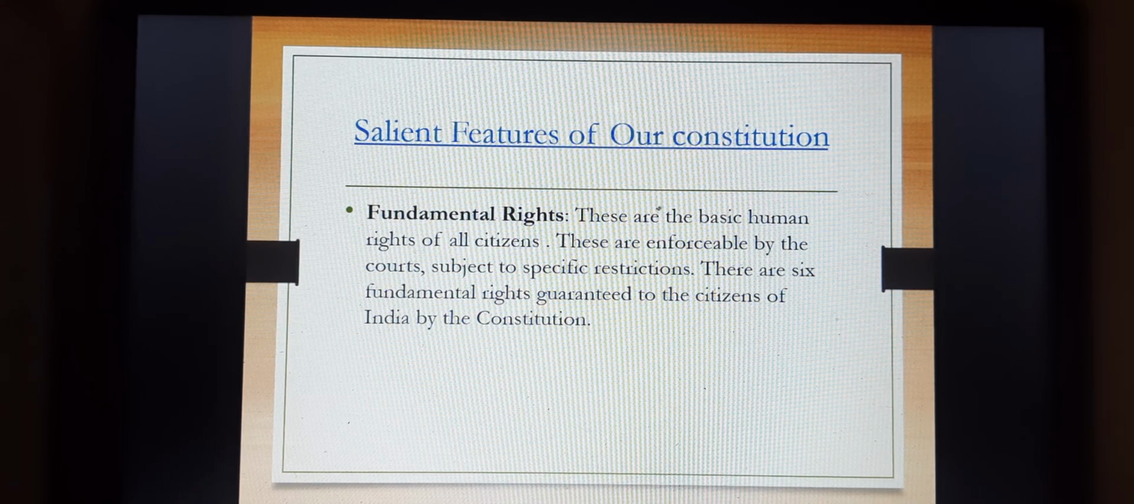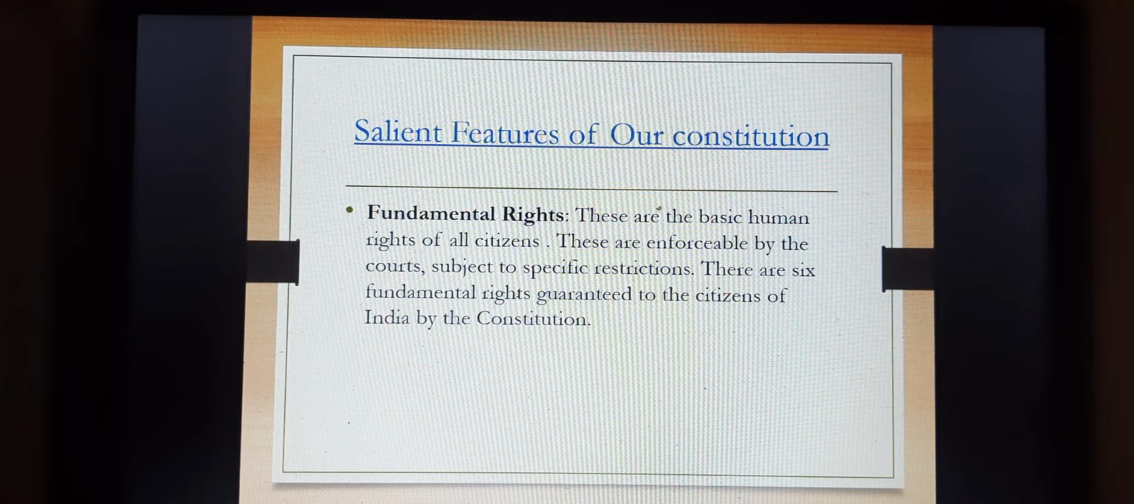The district courts, the high courts, and the Supreme Court are there. Especially the Supreme Court: once it gives an order, nobody can challenge that. The rights are subject to specific restrictions, and there are certain restrictions on people also on the basis of these rights: if you have these rights, you cannot misuse them. There are 6 fundamental rights guaranteed to the citizens of India by the constitution. So we get 6 fundamental rights according to the Indian constitution.